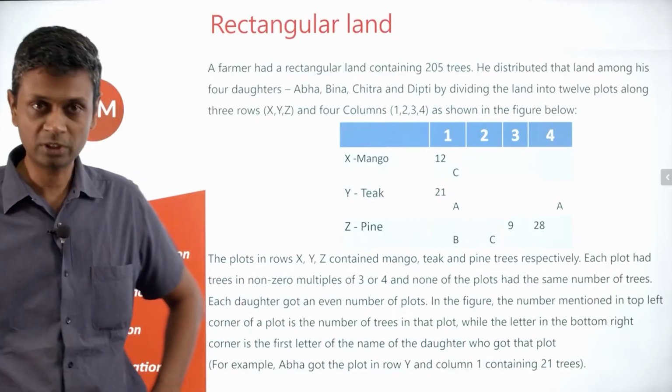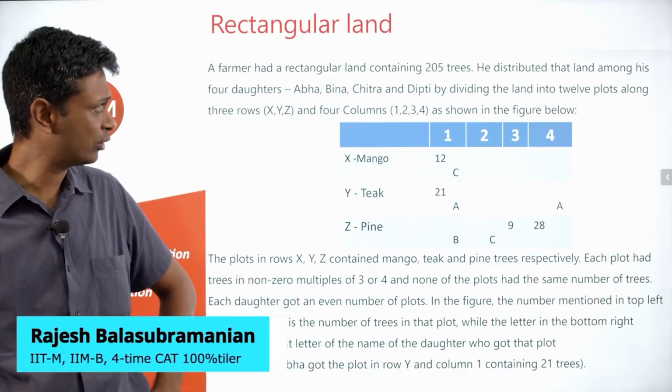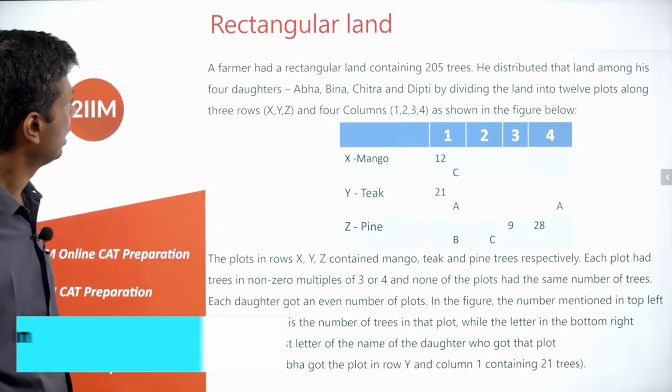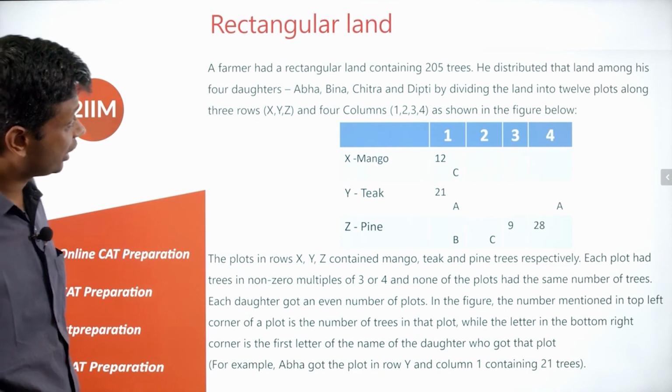It's a beautiful set, really annoying and tough set. I got stuck in it for quite some time. Right? Let's look at this. A farmer had a rectangular land containing 205 trees.